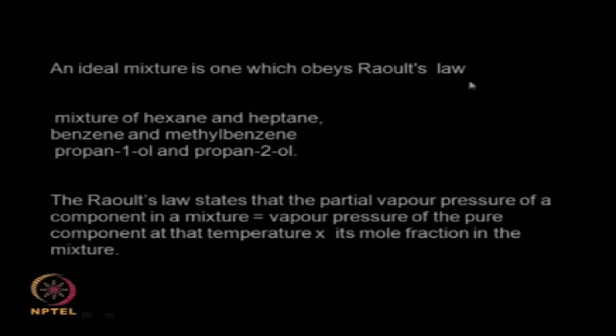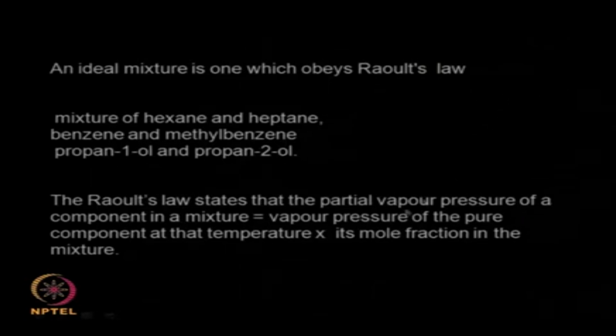So if you have a mixture of two components, an ideal mixture is the one which obeys Raoult's law. Okay. So like hexane and heptane, benzene and methylbenzene, propan-1-ol and propan-2-ol, they are called ideal. So they all obey Raoult's law. So what does this Raoult's law state? What it says is the partial vapor pressure of a component in a mixture is equal to the vapor pressure of the pure component at that temperature times the mole fraction in the mixture.